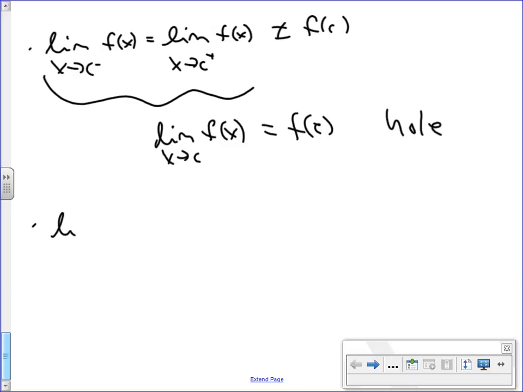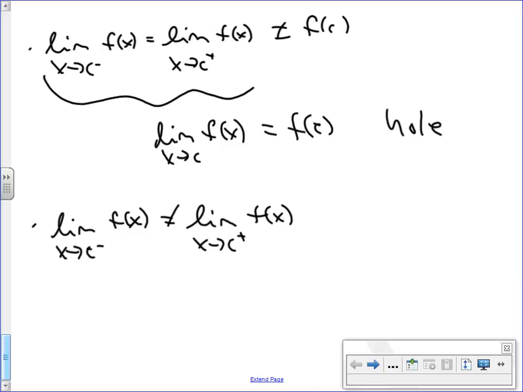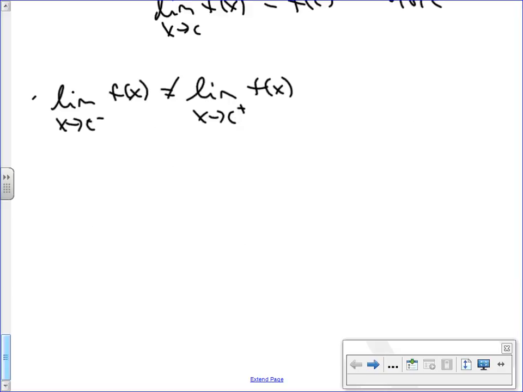And the third one, the limit as x approaches c from the left, if it does not equal the limit as x approaches c from the right, but if they both exist, now they both have to have an answer here. They have to equal some number, so that's equal k. Then what you have is a gap or a break. This tends to happen in piecewise functions.